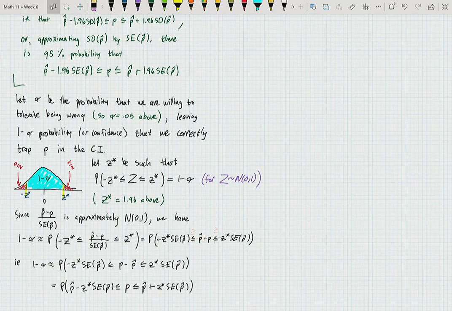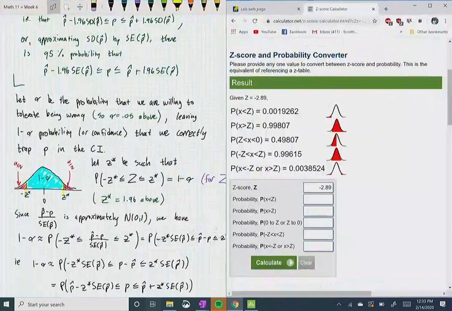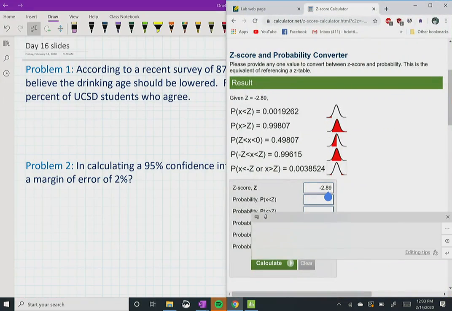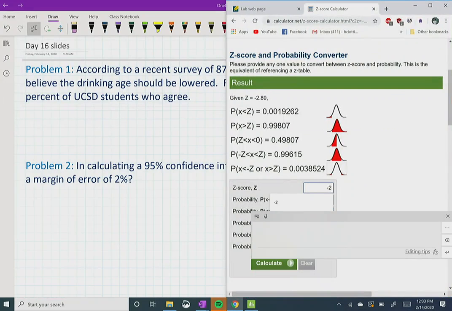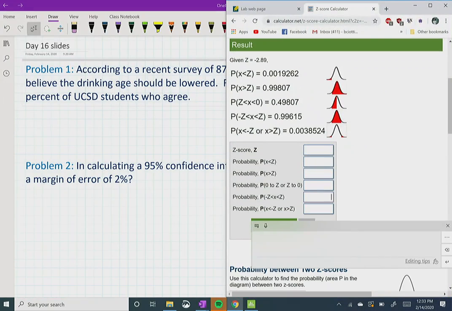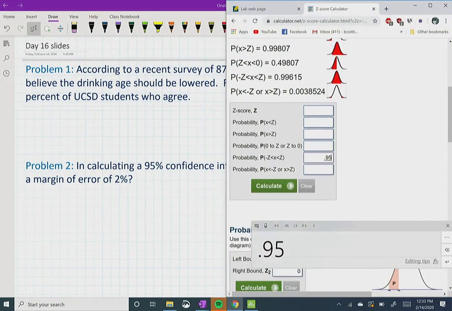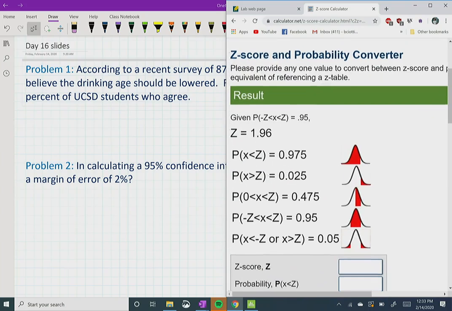Yes? So I was checking the Z table, but the probability for 95 was 1.6. Oh, probably checking the wrong statistic. Let's check. I want this one to be 95. So if I calculate that one to be 95, I get z equals 1.96.